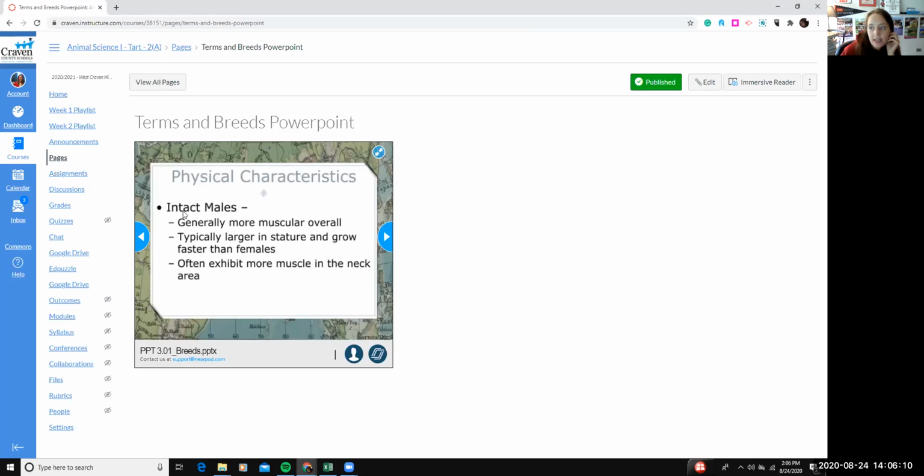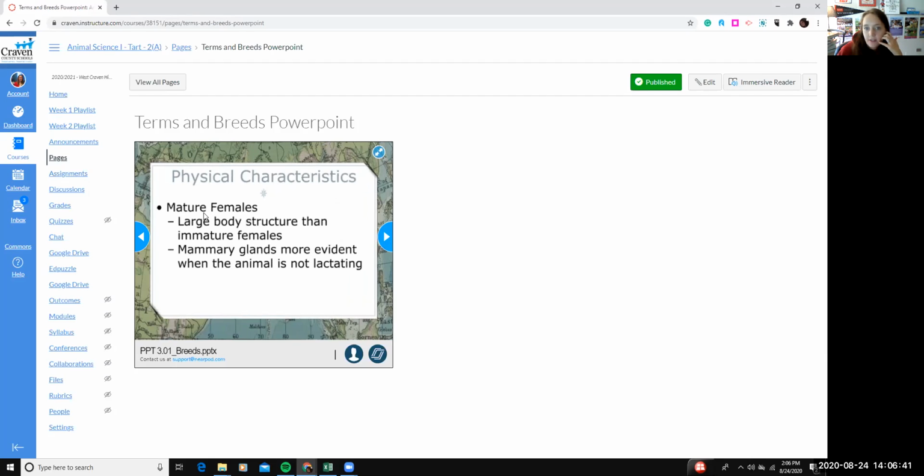All right, for our intact males, so again, those that have not been castrated, they can still reproduce. They're generally going to be a little bit more muscular, so you can usually tell which ones those are just by looking at them, because they're going to have more muscle overall. They're going to be larger in stature, and they grow a lot faster than the females. They also often have more muscle in their necks.